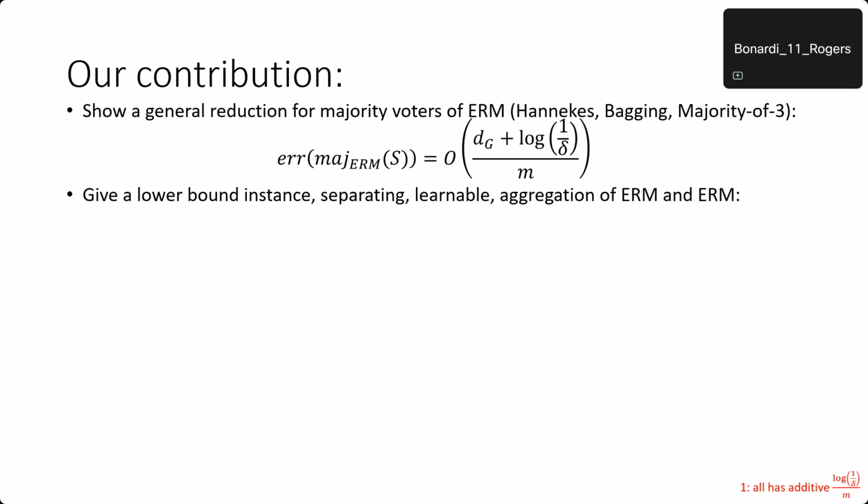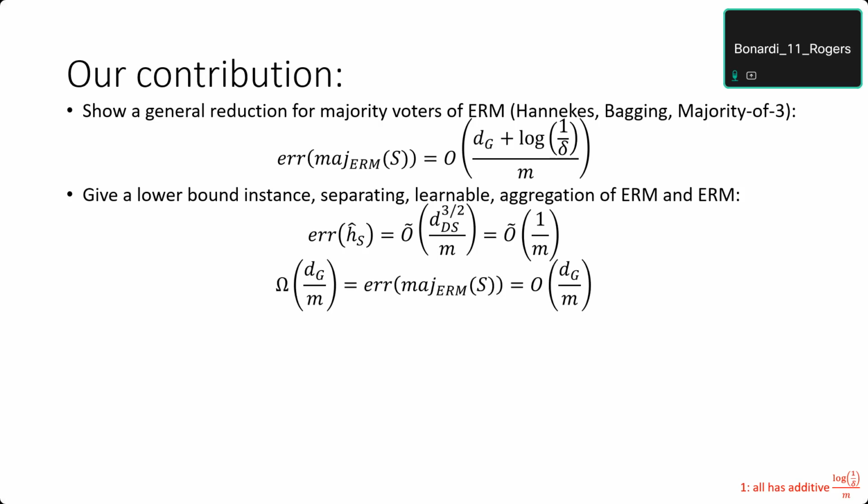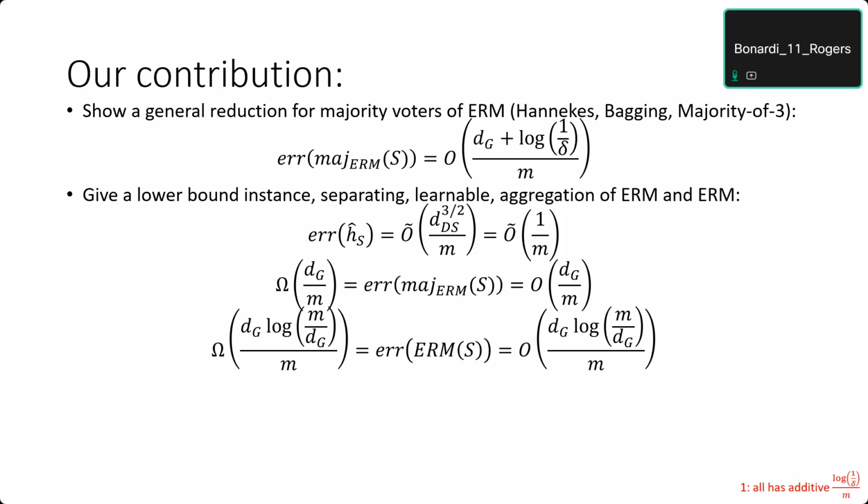Our second contribution is to give a lower bound instance which separates learnability, aggregation of ERM, and ERM. Okay. So what do we mean by that? We give a lower bound instance which has a DS dimension of 1, so it's learnable. We show that there exists an ERM algorithm which, from the upper bound, has this error plus log 1 over m, and there's a matching lower bound. And lastly, we show that this ERM learner has a matching lower bound here. So we get a gap between learnability and majority of ERM, and then just running ERM.